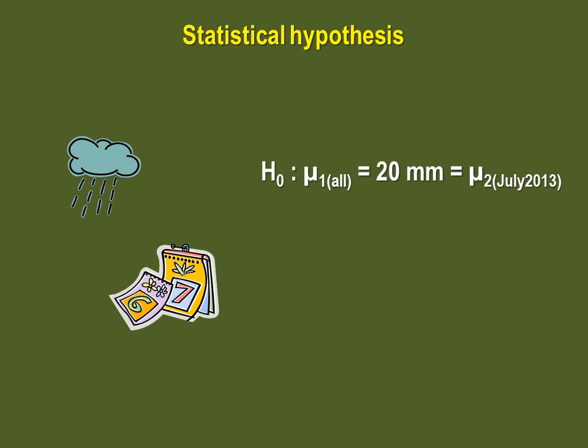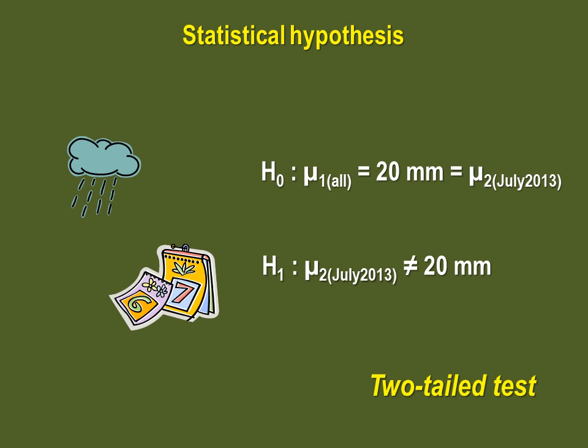Now, because you have no idea if more or less precipitation will occur, your alternative hypothesis would be written like this, where the average of a given July is not equal to 20 millimeters. When you have no idea if more or less precipitation will occur, you will be performing what is called a two-tailed test. We'll talk more about what this implies later.